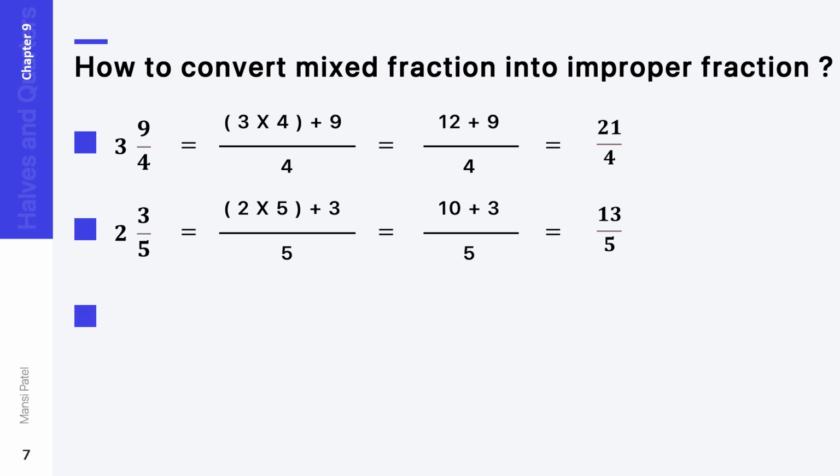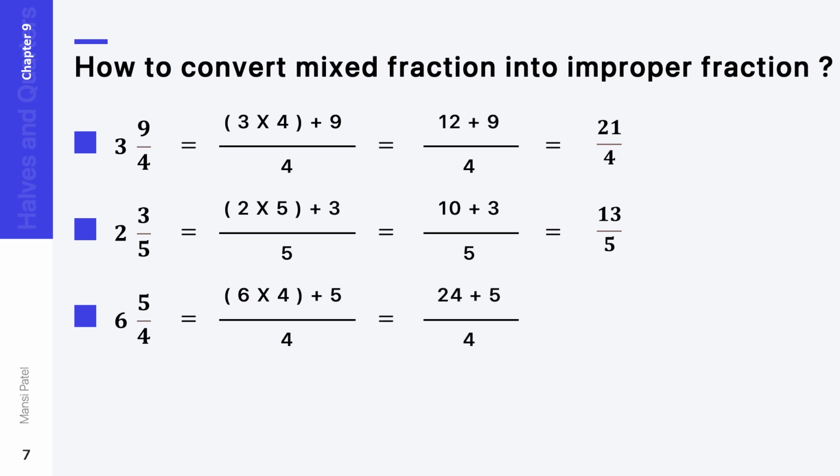The next one, 6 integer 5 upon 4. So first do the multiplication of 6 and 4. Whatever the answer is that you have to add in 5. So 6 4s are 24. 24 plus 5, that is the 29. 29 upon 4.